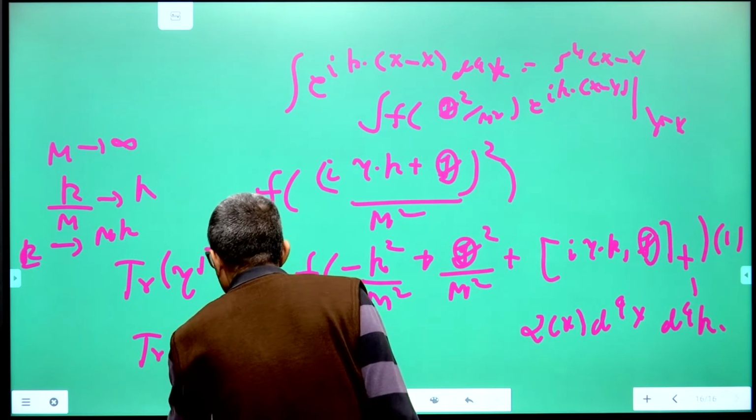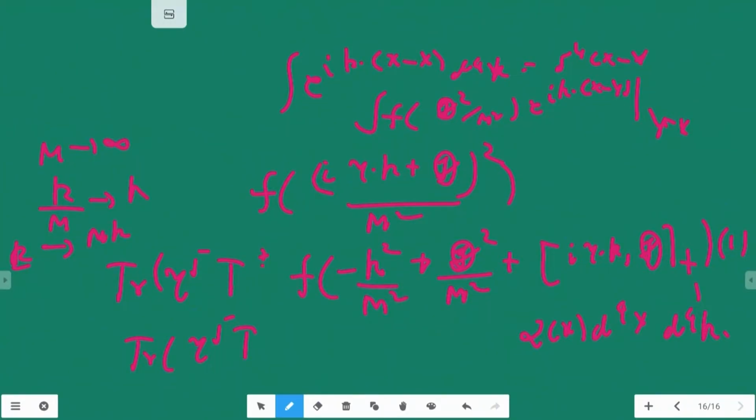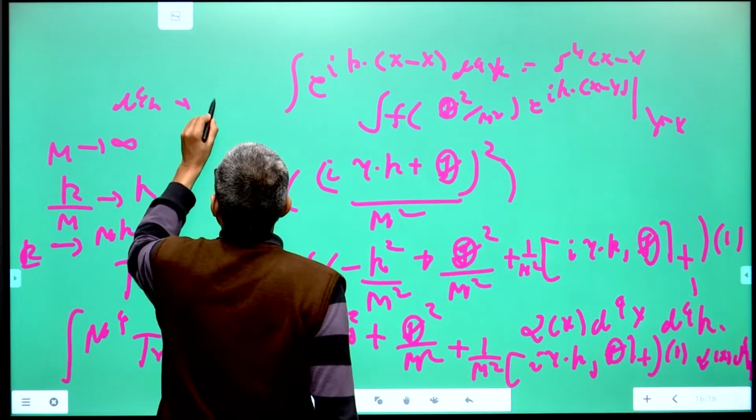So this will become trace of gamma 5 t, and here you will have f of minus k square plus d square by m square, okay, there is an m square also here, plus 1 by m square times this anti-commutator I gamma dot k comma d, plus evaluated at 1 acting on 1 into alpha x into d4k. Since you have to put a factor of m power 4 here because you are replacing the integration variable k by m into k, d4k will go to m power 4 into d4k.